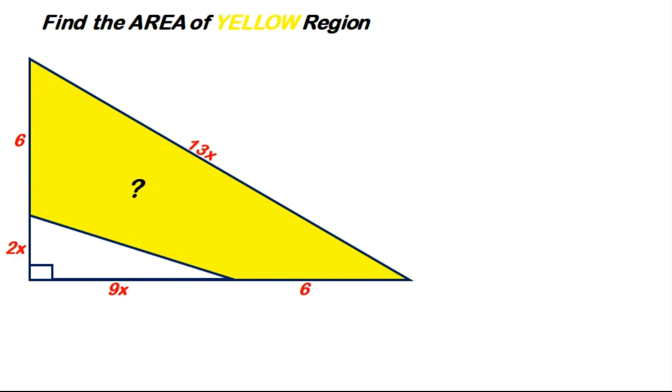Now today we want to handle this radical geometry problem. You've been told to find the area of the yellow region. So how do we find the area of the yellow region?